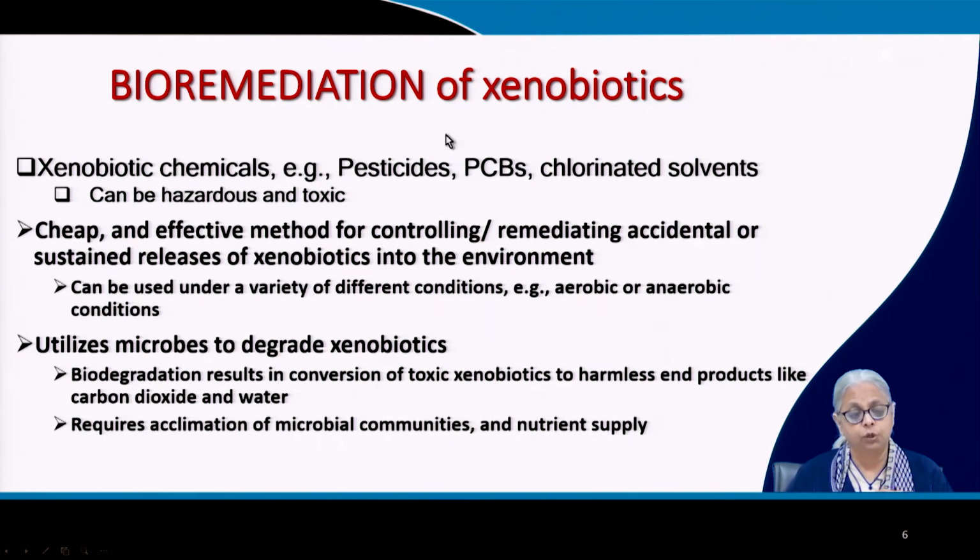So what do you need for bioremediation? You need acclimated microbial communities. You can have pure species, which means single species, or you can have consortia. And then you need adequate nutrient supply.